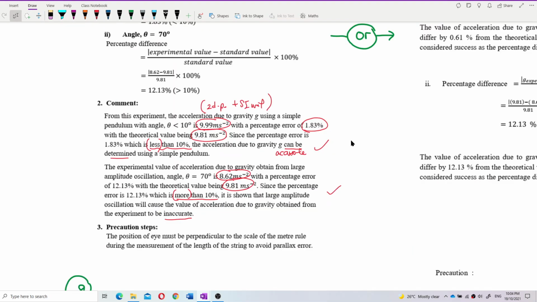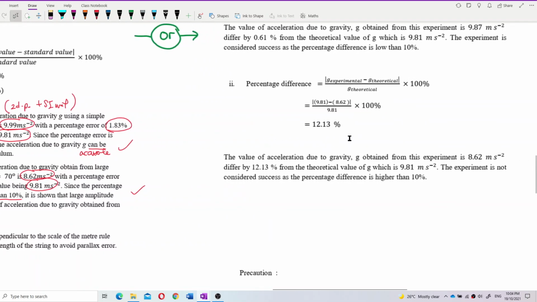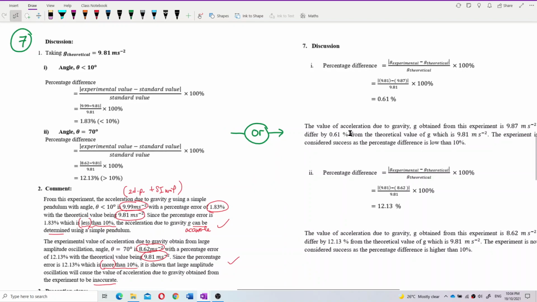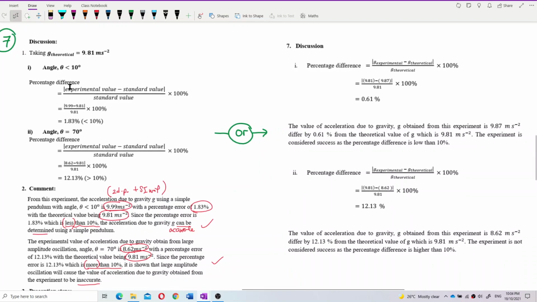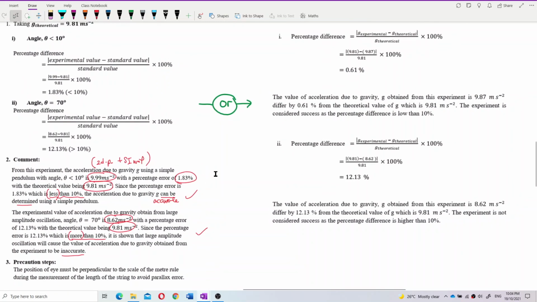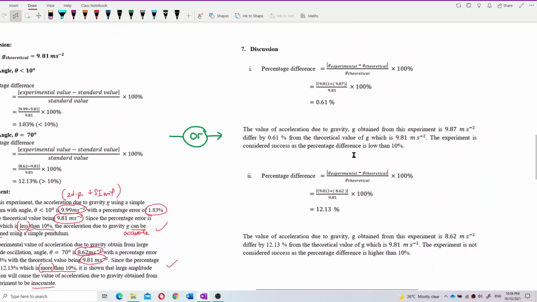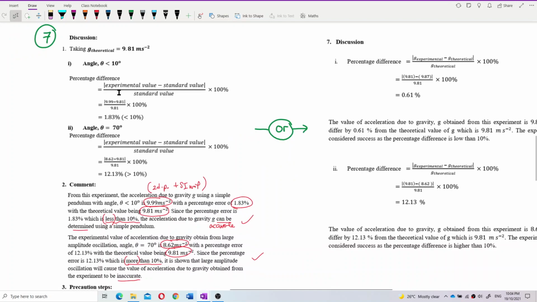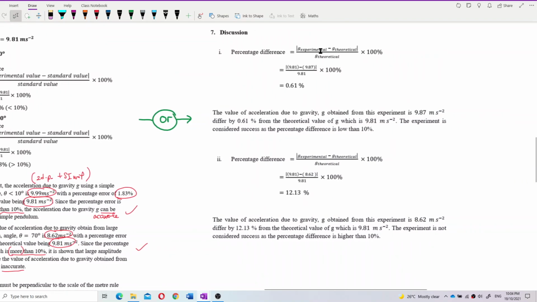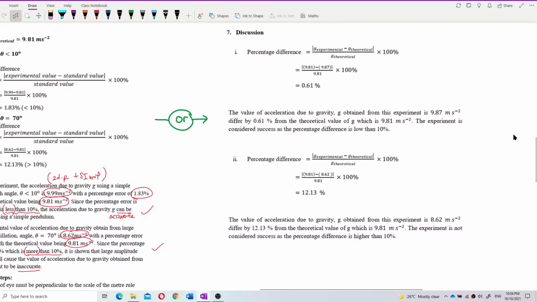How about the second person, another student? You write like this. You can also put it like this. Either you show the calculation first and then comment later, or you go straight to calculation and comment. If you have 2 parts, because here there are 2 parts, part 1 and part 2, you can also do calculation, comment, calculation, comment. That also works.